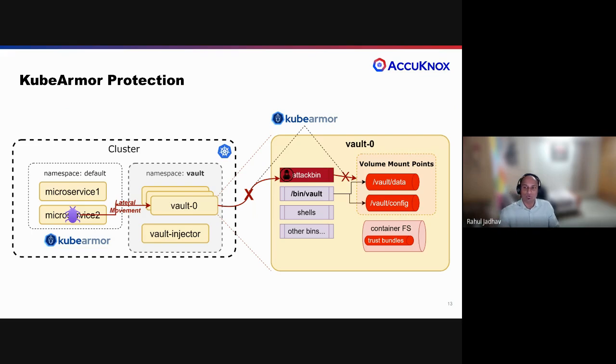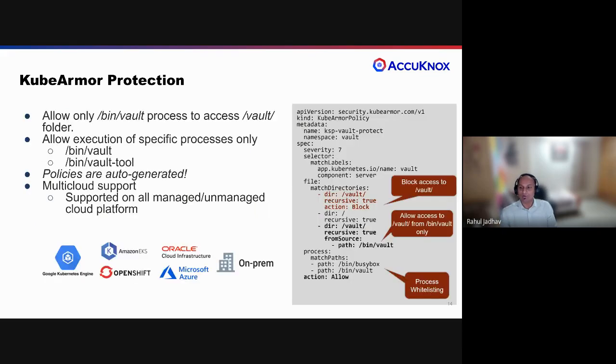So essentially, you will see a rule. You have a rule which says that only allow bin vault to access this volume mount, and it looks something like this. Here it shows that only allow access to the /vault directory for the /bin/vault process. Only allow these processes to execute within the vault pod. Everything else gets blocked. No other binary would be allowed to access /vault. Very simple policy. It's less than 10 lines, but that gives you enough protection such that you cannot have ransomware.